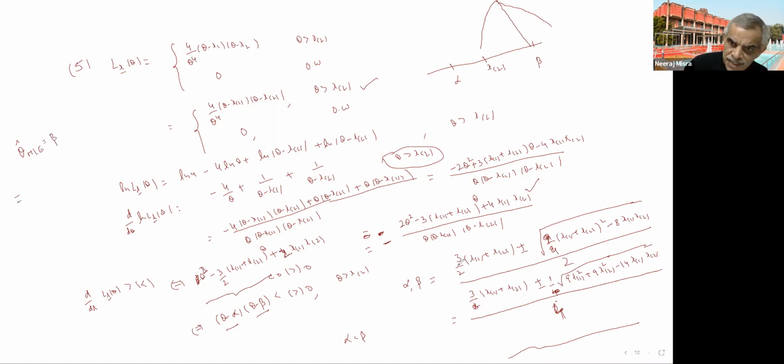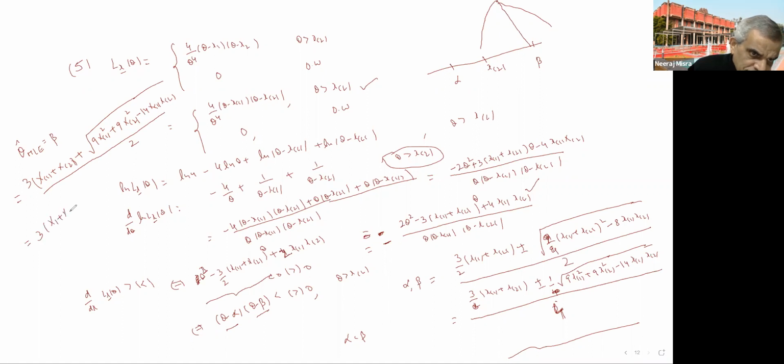is beta, which is nothing but given over here, which is 3 times (x1 plus x2) plus square root of 9 times x1 square plus 9 times x2 square minus 14 x1 x2. Now note that it is symmetric in x1 and x2. So whether you write ordered or unordered, it is the same, because this can be written as 3 times (x1 plus x2) plus square root of 9 times... Similarly, this also is symmetric in x1 and x2. So this is also the same as 9 x1 square plus 9 x2 square minus 14 x1 x2. Sounds good?